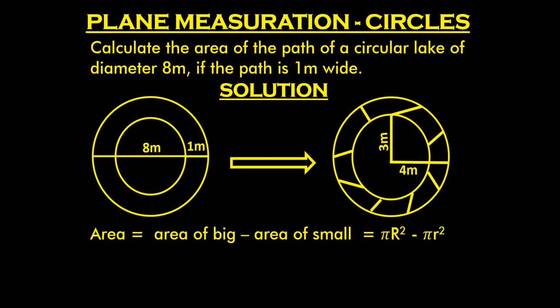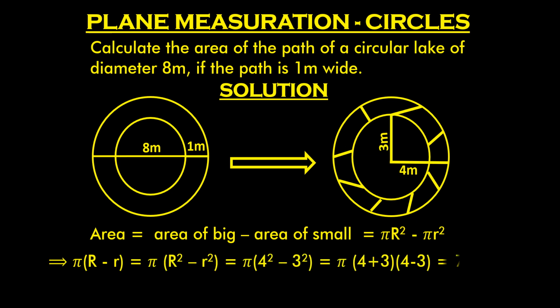Alright, so now moving on, in this case we are going to be factoring out pi because we can see that pi is common on both sides. So this will imply pi into bracket, big R squared minus small r squared. And so moving on, we input the values.